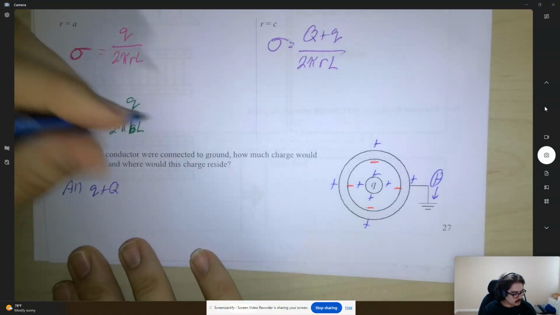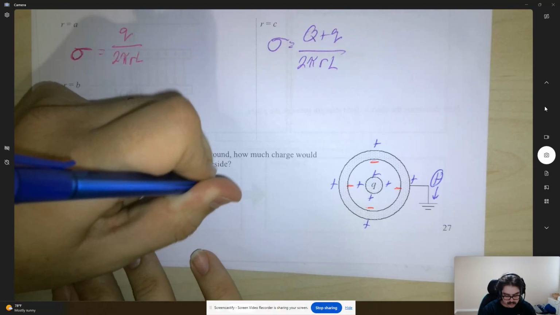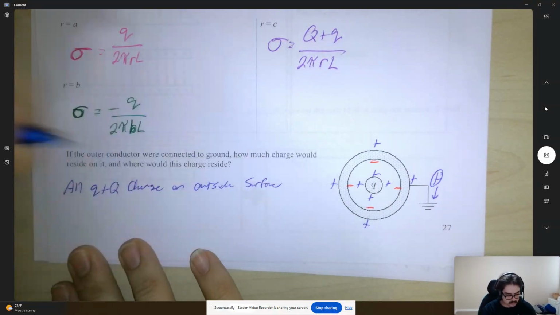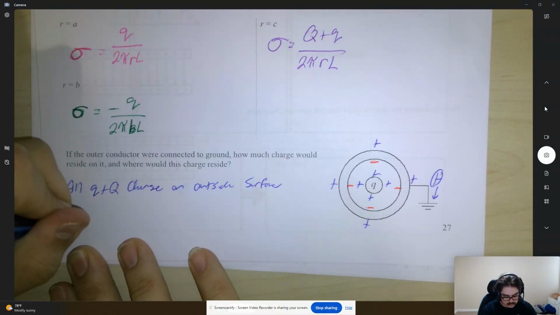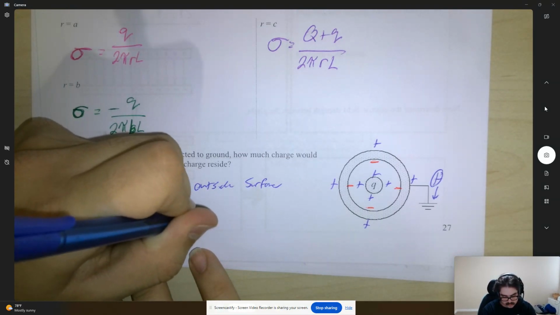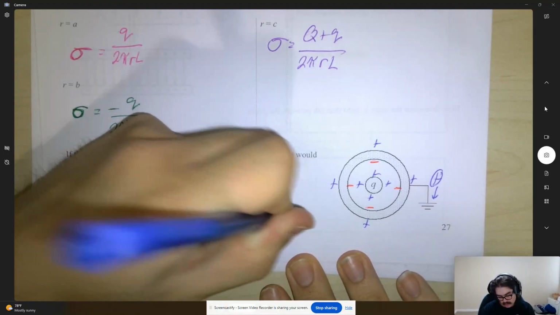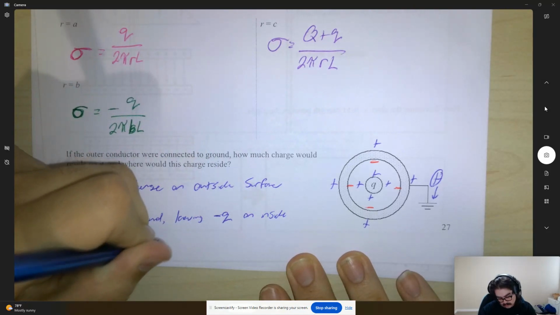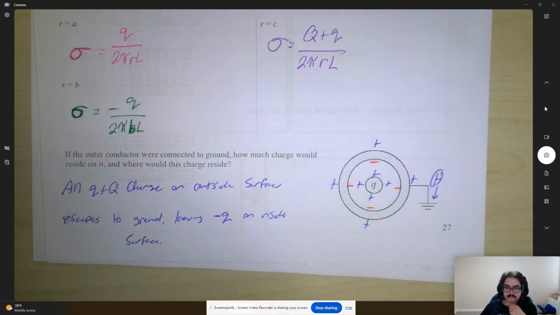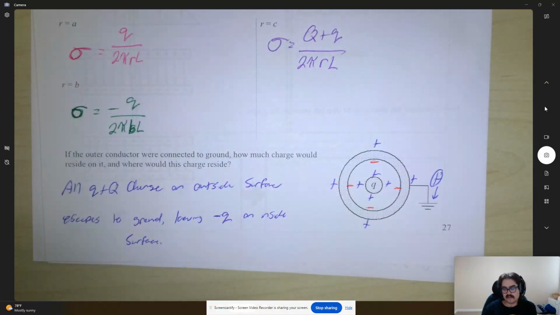All of the Q plus q charge on the outside surface escapes to ground, leaving negative q on the inside surface. All the Q plus q charges on the outside surface are going to escape to the ground, and all you're left with is equal magnitude, opposite sign charges from the inner cylinder.